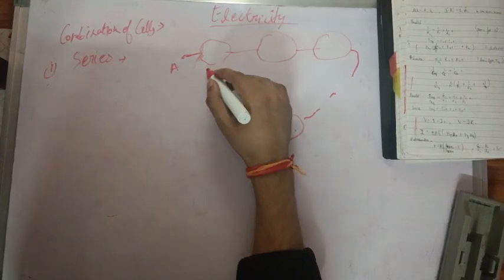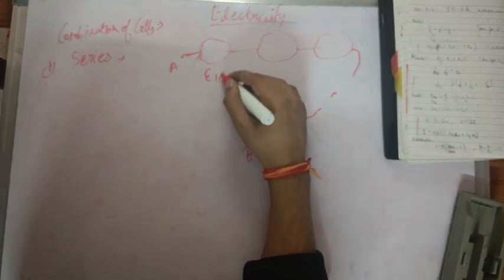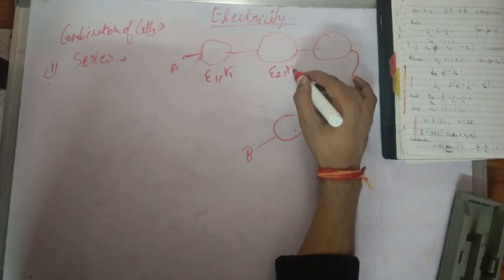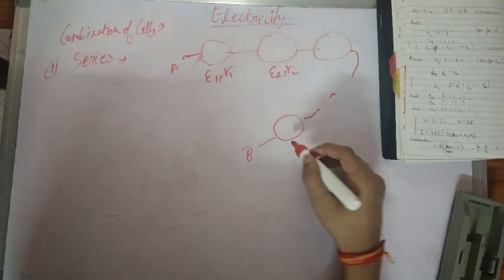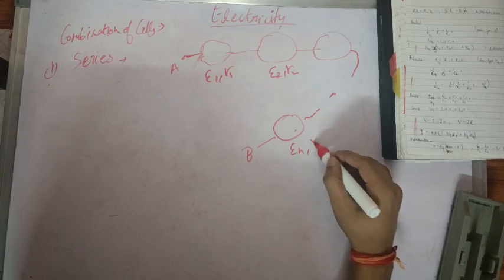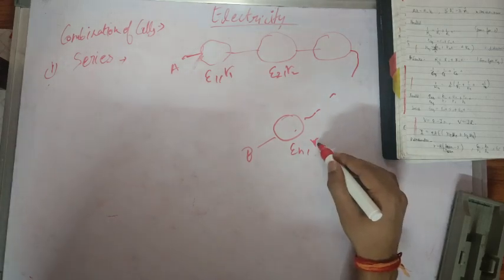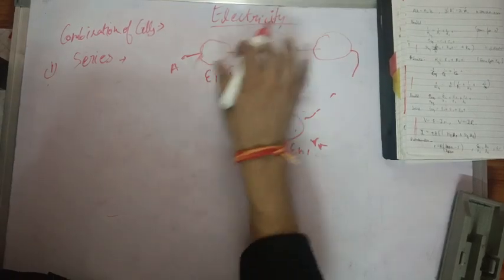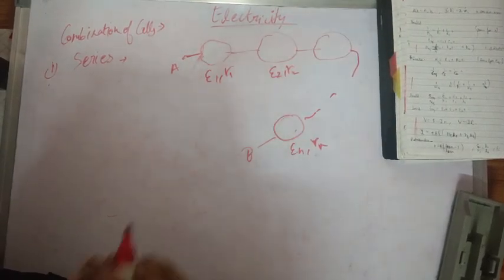This cell has EMF E1 and internal resistance R1. It has E2 EMF and R2 internal resistance, and so on dot dot dot. This is En EMF and Rn internal resistance. There are cells connected like this.